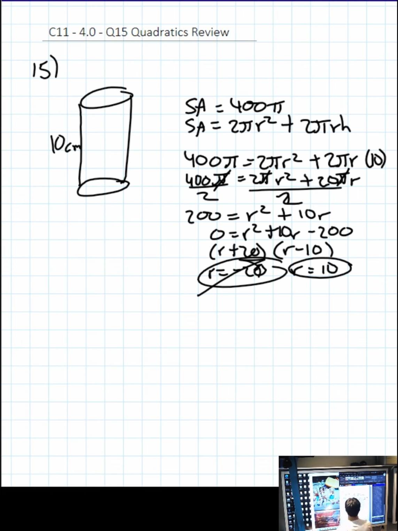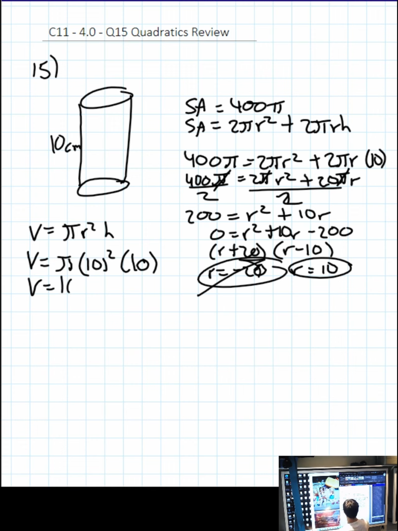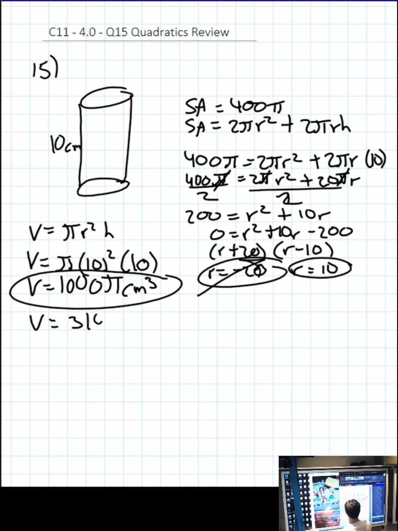Now below the diagram, let's say V equals pi r squared h, our formula for the volume of a cylinder. And we can simply take the 10 and substitute it for r. V equals pi open, 10 close, squared times the height of 10, which means we have V equals 10 squared is 100 times 10 is 1,000 pi centimeters cubed. Circle our answer. Or the answer, V equals 3,141.59 centimeters cubed. Circle your answer. Awesome. That was a hard one.